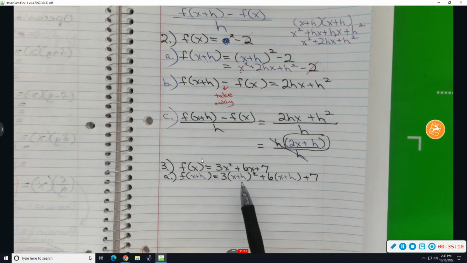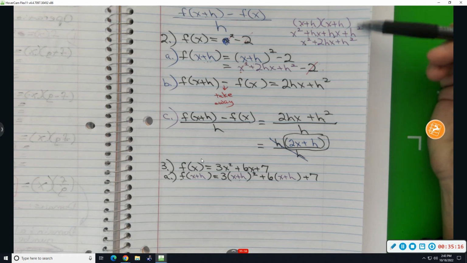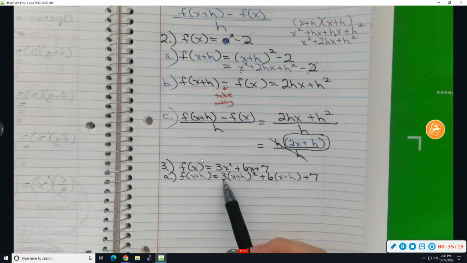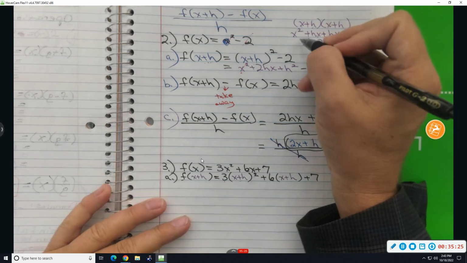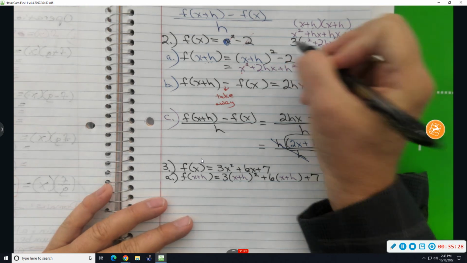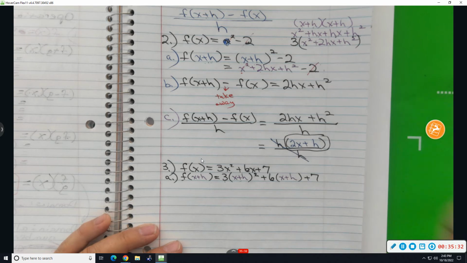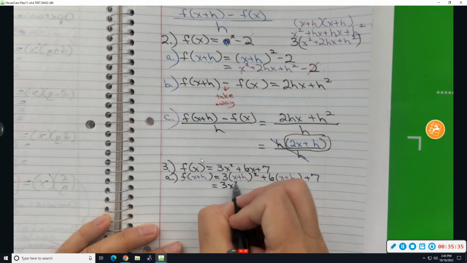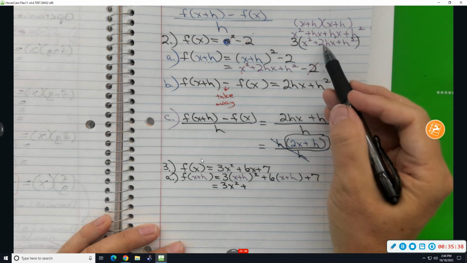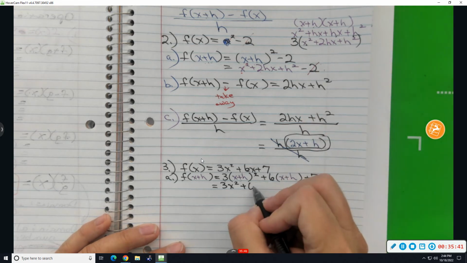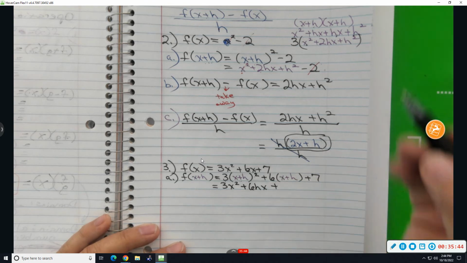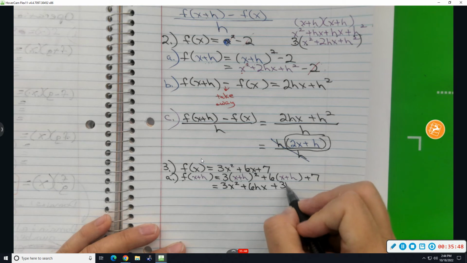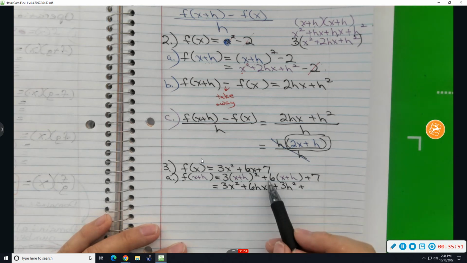Now, I've already written out what x plus h squared was. How did we get that? We FOILed it out. Well, what are we going to have to do with that 3 that's sitting in front? Multiply it by the x. So we have that 3 sitting there in front, so it's 3x squared. So you're distributing. 3x squared plus 6hx, 3 times 2, plus 3h squared. 3 times h squared is 3h squared, plus 6x plus 6.